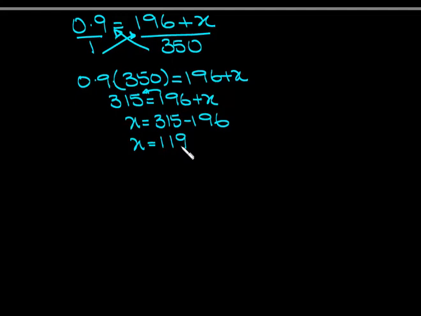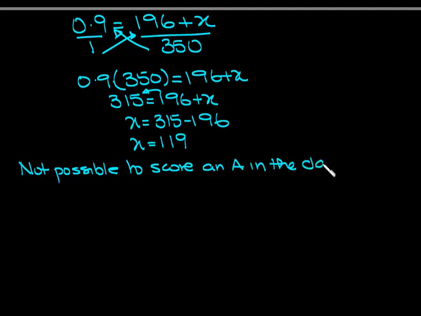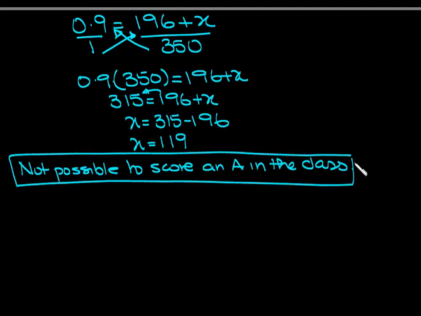So let's answer the question that they had asked us. They asked us, is it possible for the student to get an A in the class? And if it is, what should he score on the third test? Well, each test is out of 100 points. So on the third test, he needs to score 119 to get an A in the class. And that's not possible because the test is only out of 100 points. So the answer to this question is: not possible to score an A in the class. And again, you notice I'm writing my answer in terms of a sentence because they asked us a question in terms of a sentence.